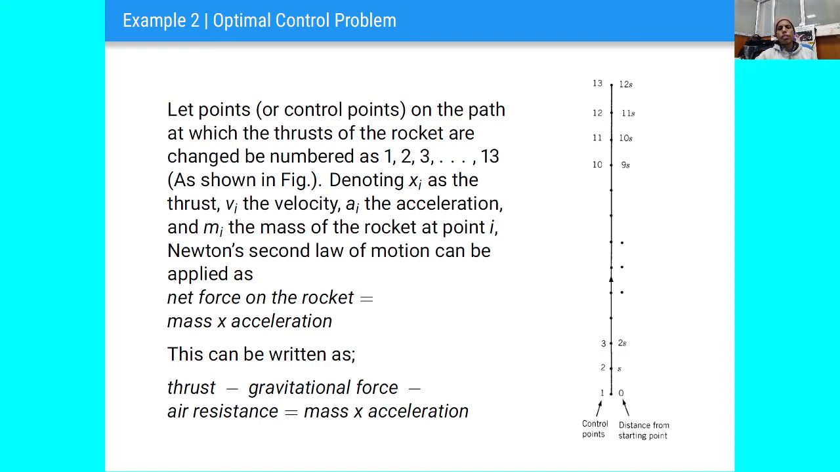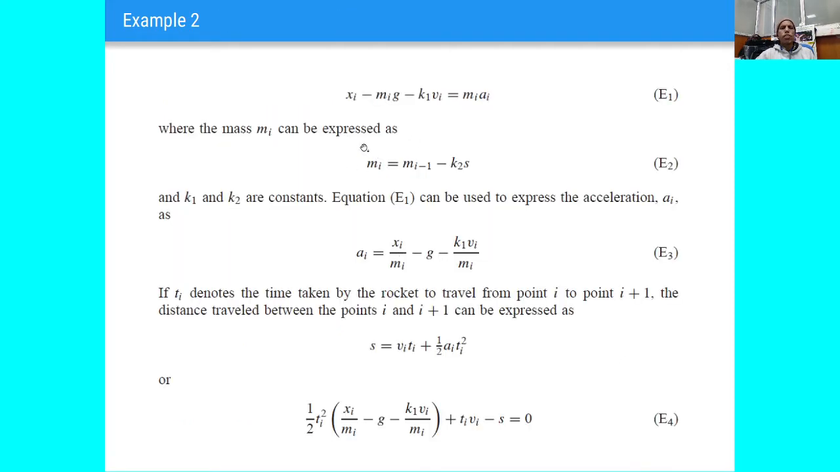What is the distance traveled? That is s. So this will be k2 s, and the mass at control point 3 may be given as m3 equal to m2 minus k2 into s. So we have written this equation 3 in general form: the mass at any control point may be given as the mass at the preceding stage subtracted by k2, where k2 is your proportionality constant for mass reduction, multiplied by distance traveled.